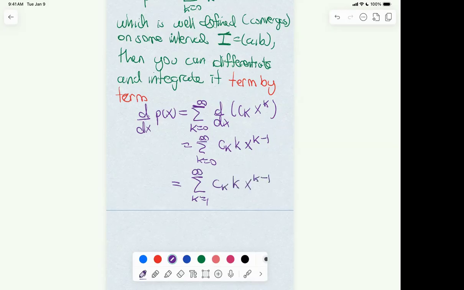There's nothing wrong if you keep it starting at k equals zero. You always know that at k equals zero, this is zero. So you might as well start the sum at the first step where something interesting could happen, at the first value, which is k equals one. So this is the derivative for p of x.